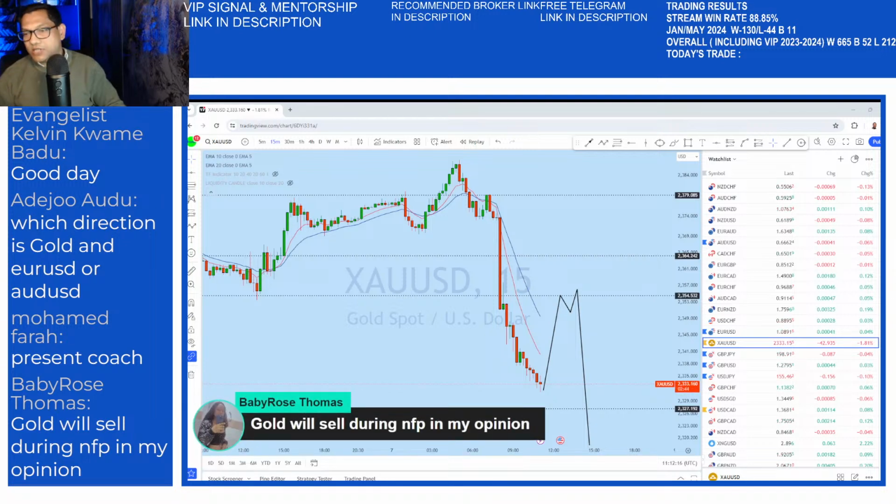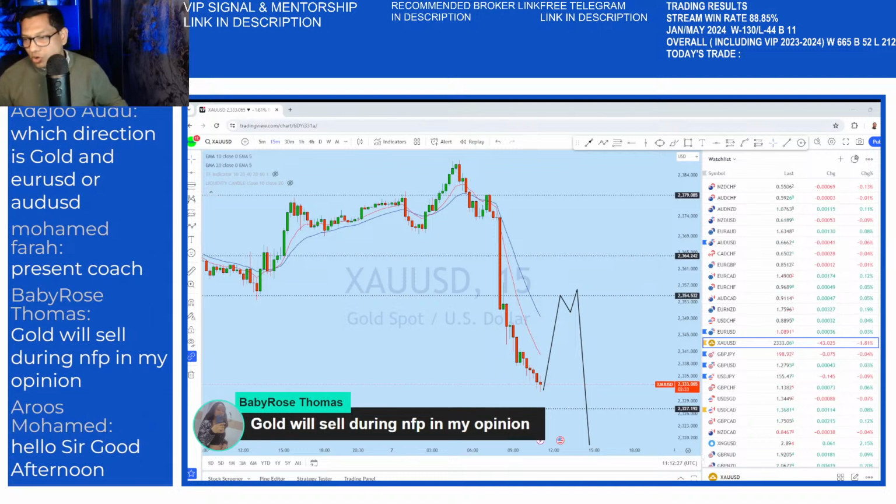So, Baby Rose says that gold is going to sell during the NFP. Anyone have the same opinion that gold is going to sell during the NFP? Do you think that gold is going to sell or gold is going to buy?